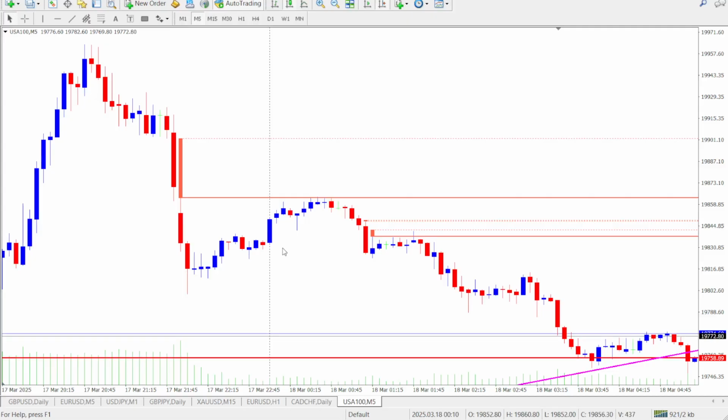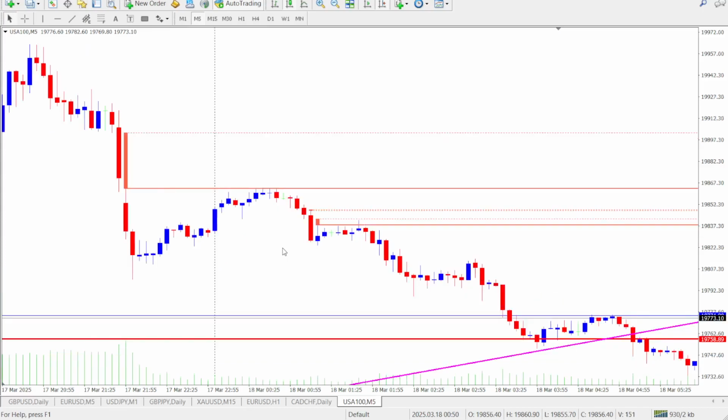Many traders misuse the fair value gap indicator by blindly taking trades when gaps form. Now, here are a few things to keep in mind. Do not enter trades without trend confirmation.